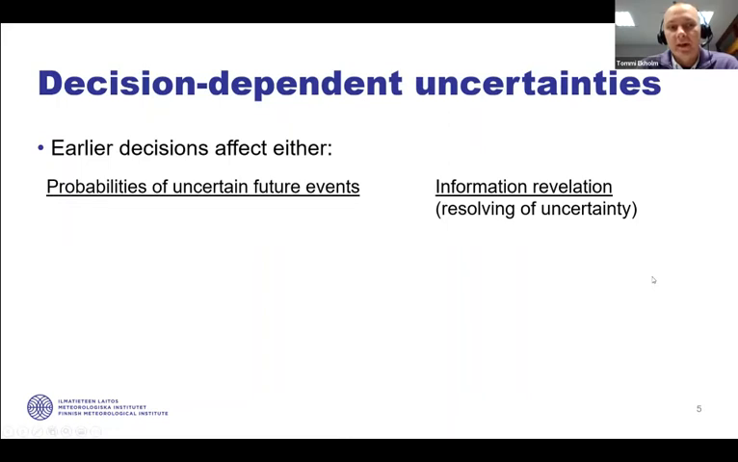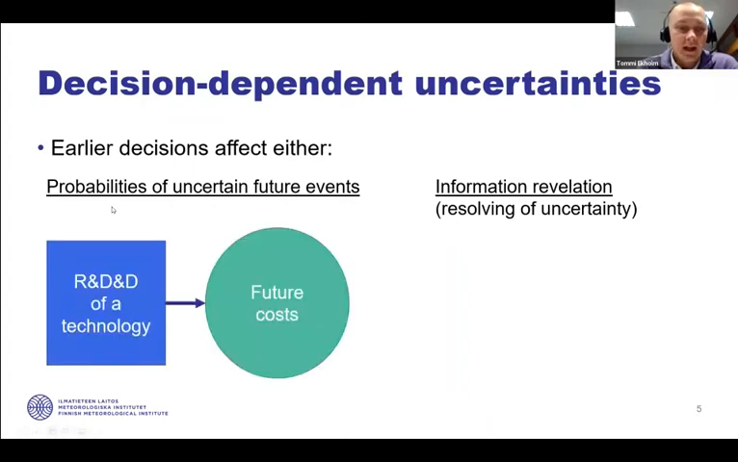So what we mean by decision-dependent uncertainties is that there is an uncertain event, but it's affected by your earlier actions, your earlier decisions in the model. There are two things that we consider in this paper. Either the earlier action directly affects the probabilities of some uncertain events, or there's some information revelation that is dependent on what you have been doing. A simple example is that you could have some research and development and deployment of a certain technology, and that affects the future cost of that technology, which is uncertain. But if you do more of that, you're more likely to get lower costs, for example.